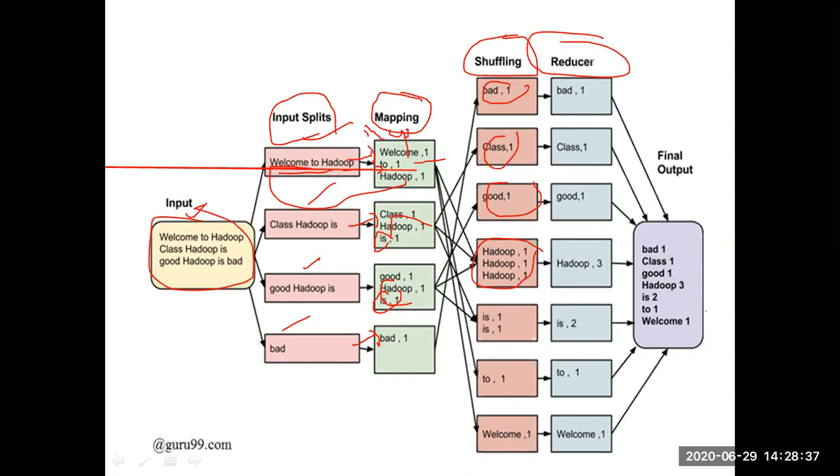The reducer will come into action. What is the responsibility of this reducer? It will take all the outputs from the shuffling and it will reduce the data. See here, it will take this one, Hadoop, 3 times: Hadoop, Hadoop, Hadoop. It will reduce that to Hadoop, 3. Instead of writing the same Hadoop, 1 three times, it is reducing it to Hadoop, 3.